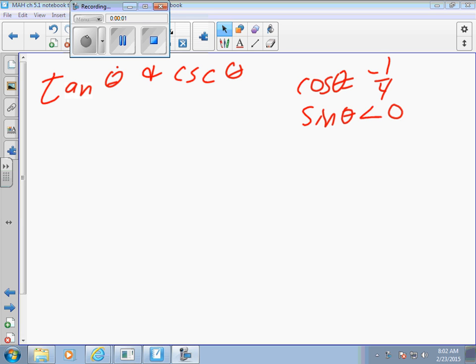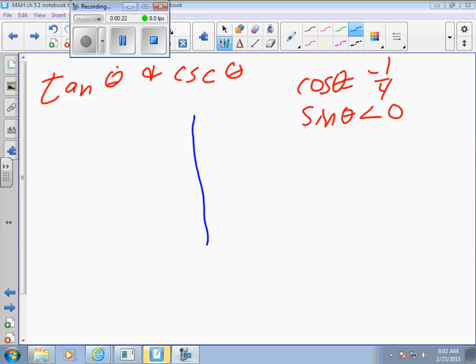Welcome to section 5.1. There's a couple types of problems that we have to work on for this quiz here. One of them is where they tell us some information and ask us to find the tan and the cosecant for that information. The information that they give us does two things. It tells us which quadrant we have to draw our triangle in, and it tells us the lengths of the sides.